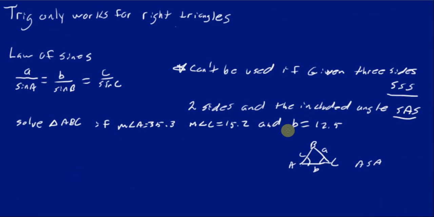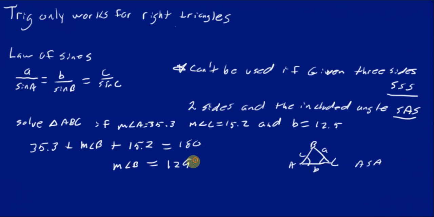So I have side B, but I don't have angle B to get a ratio. But if I know the measure of angle A and angle C, we can certainly find the measure of angle B, because angle A plus angle B plus angle C is going to equal 180 degrees. So we add those two together, subtract from 180, and the measure of angle B is going to equal 129.5.